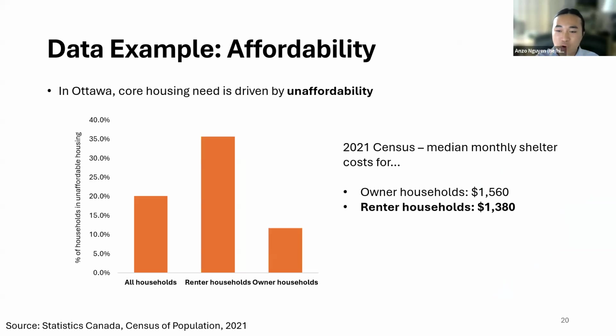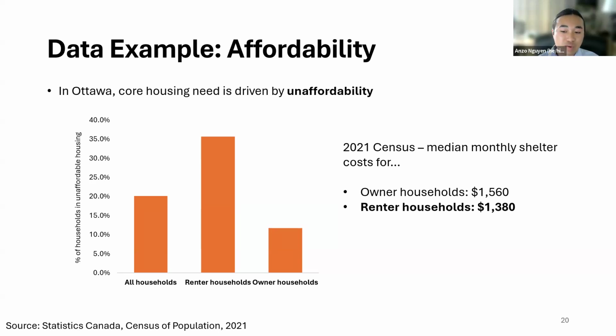So I'm going to delve a bit more into one of those dimensions of core housing need, which is affordability. In other words, spending 30% or more of your before-tax income on housing. In Ottawa, core housing need is largely driven by affordability issues. And as you can see on the graph, again, renter households bear a lot of the brunt here, with about 1 in 3 renter households living in unaffordable housing compared to about 1 in 5 of all households from the 2021 census.